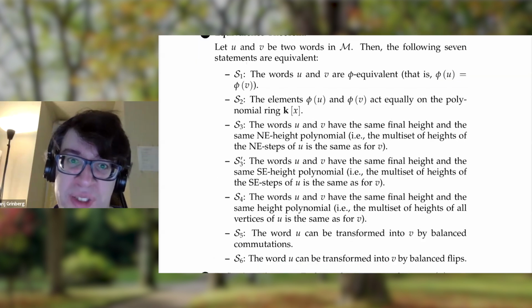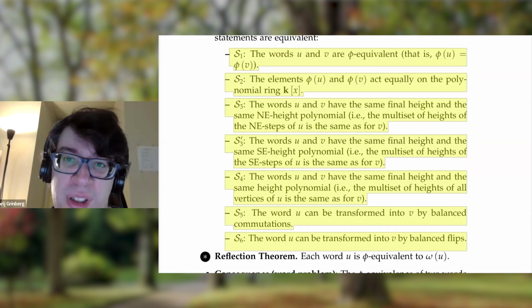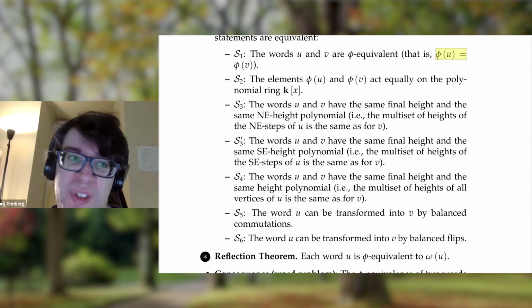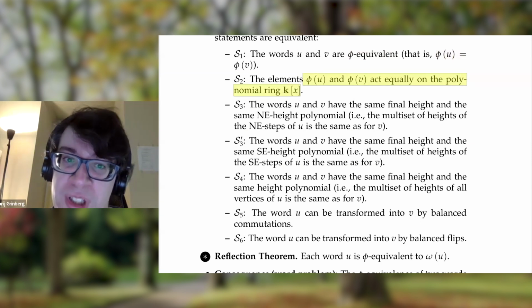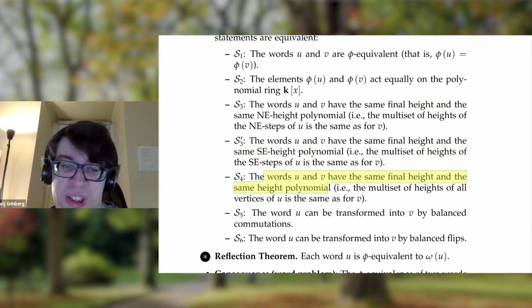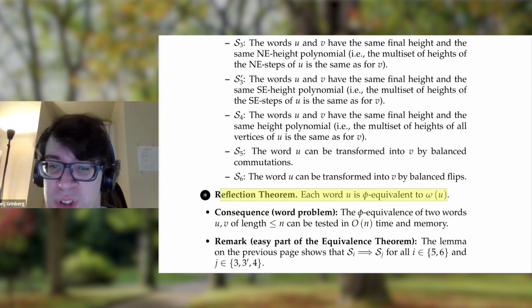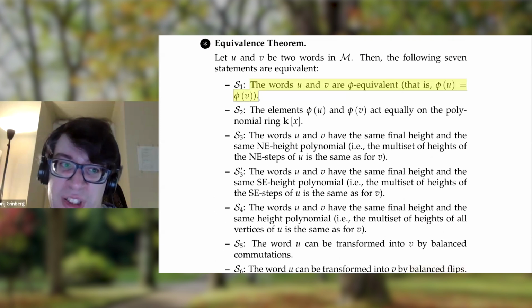So altogether, we have shown this equivalence theorem, which says that all of the 7 statements are equivalent. The phi images are the same, the phi images are equivalent to polynomials, the words have the same heights, they can be transformed by balanced commutations and by balanced flips. And the reflection theorem basically follows from it, because if a word is balanced, I forgot to say this, then it can be transformed into its omega by a balanced flip, but then the theorem says that this means that it's equivalent to its omega.